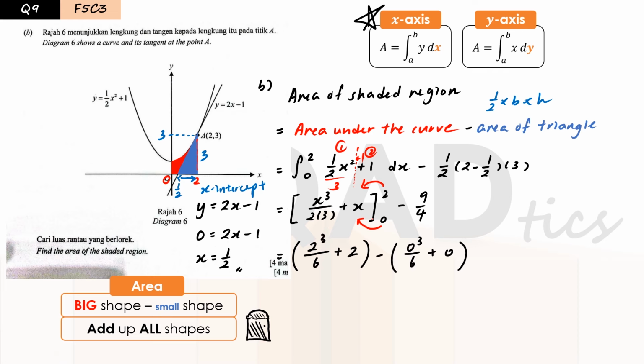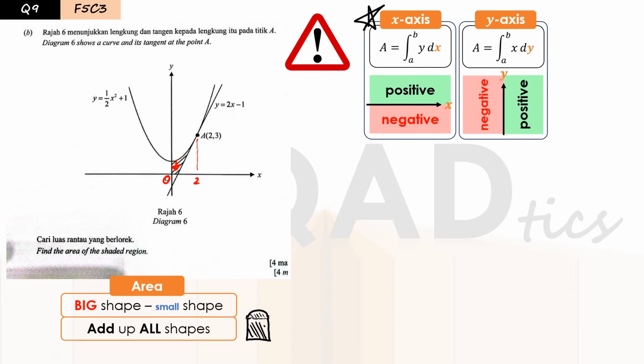So this entire thing is actually 0 now, because all of these things have x, and if all the x change to 0, it will be 0. And don't forget the negative 9 over 4 here. So once we put this into calculator, you can find out the final answer, which is 13 over 12 units square.